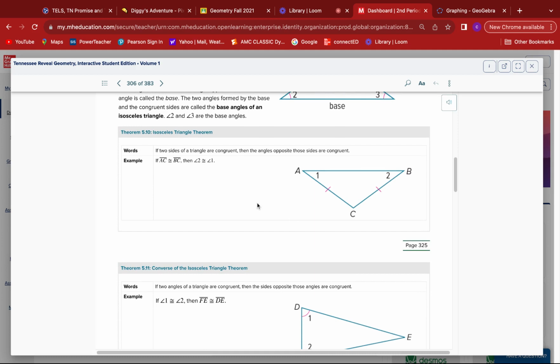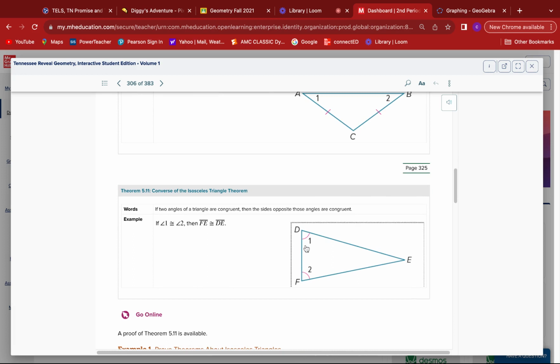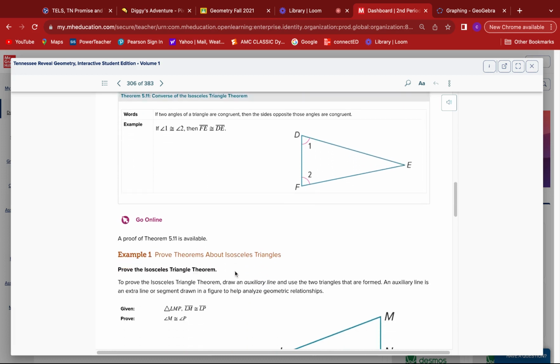We've got a rule here. This says that if your two sides are equal, then your two base angles are equal. And the converse: if your two base angles are equal, then your two legs are equal. The DE side and the FE side will be equal to each other.